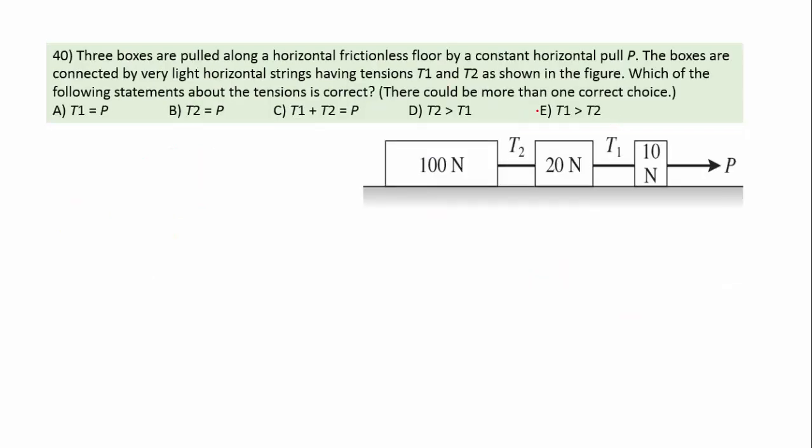Okay, in question 40, the answer is E. Note here in this question we need to find the relationship between P, T1 and T2. We are given the weight of each box, and we are told that there is a force P applied on them, and there is tension T1 between the 10 Newton and the 20 Newton weight, and then a force T2, which is also a tension force between the 20 Newton and the 100 Newton. And an important point here is that those weights are laying on a frictionless floor, so there is no force of friction here.